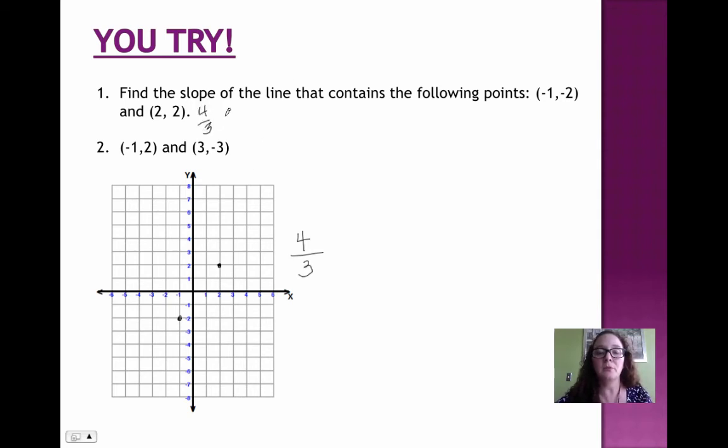4 over 3. Okay. Now, I also could have done change in y over change in x. I could call this group 1 and this group 2. So I take my y value for my group 2, which is 2, minus my y value for group 1, which is a -2. Take my x value from the second group and subtract my x value from the first group. 2 minus a -2 gives me a 4. 2 plus a -1 is a 3. So there we go.